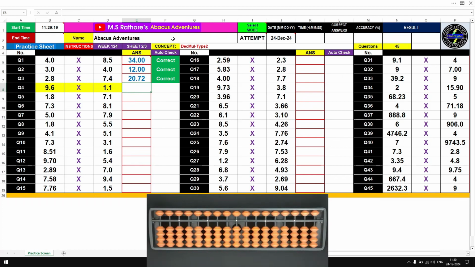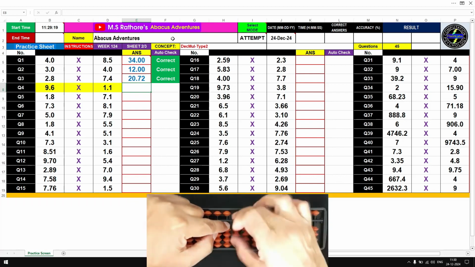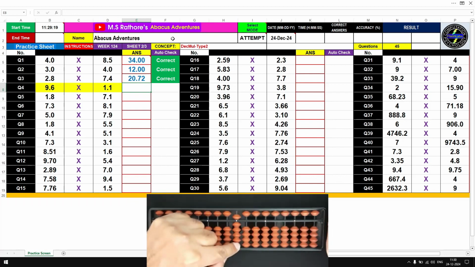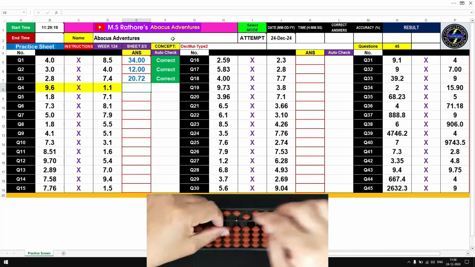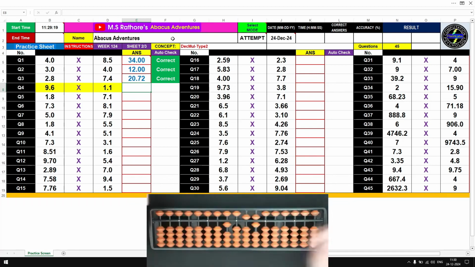Question number 4, 9.6 multiplied by 1.1. Let's begin from rod number 2. 1 9s are 0 9, shifted, 1 6s are 0 6. Round 2 begins now. 1 9s are 0 9, finger shifted, 1 6s are 0 6, and the answer is 10.56.